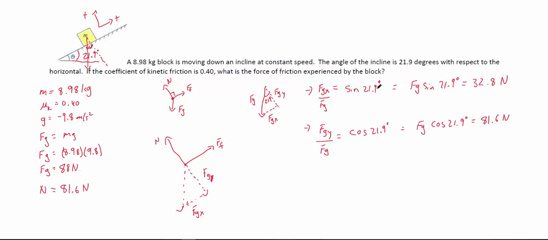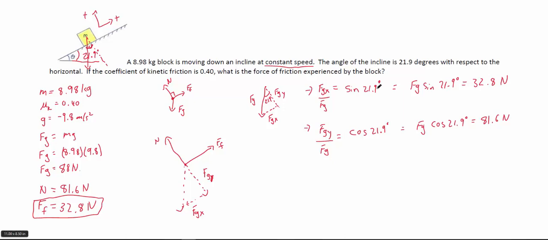Since this block is sliding down at constant speed, that means there's no acceleration, so the force of friction has to equal the x component of the force of gravity. So our force of friction has to equal 32.8 newtons, which is what we were looking for. So we didn't actually need the coefficient of kinetic friction there.